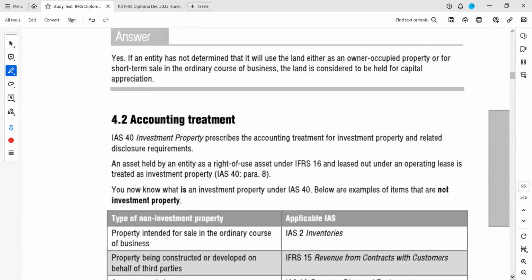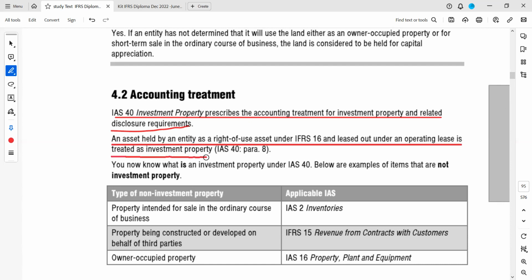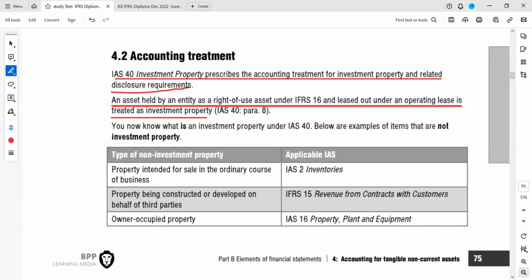Now, accounting treatment of other aspects. So, IAS 40 prescribes the accounting treatment for investment property and related disclosure requirements. An asset held by the entity as right to use asset under IFRS 16 and leased out under an operating lease is treated as an investment property. So, if a property is not an investment property, which accounting standard is applicable? For example, property intended for sale in the ordinary course of business. This is inventory, and applicable accounting standard is IAS 2.